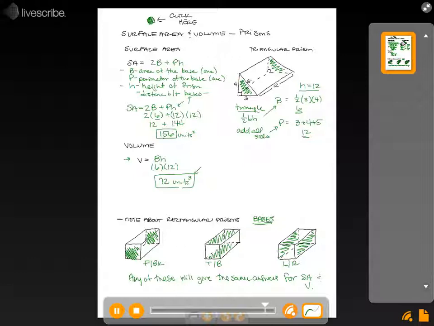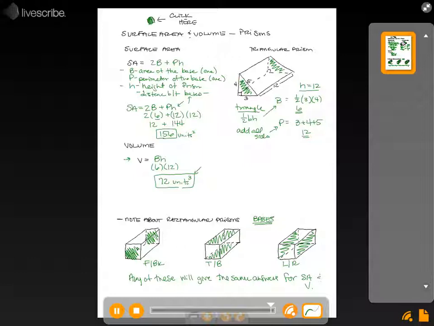So what I wanted to point out here is that it doesn't matter what I choose as my bases. I can choose the front and the back, or I can choose the top and the bottom, or the left and right. I'm going to get the same answer for both surface area and volume, okay, regardless of what bases I pick. So I could do these 3 separate problems here, and I should get the same answers for all 3 problems. Okay? That's what I want you to see.